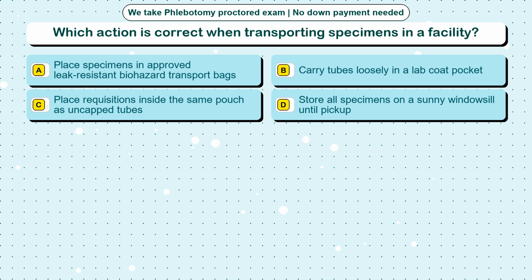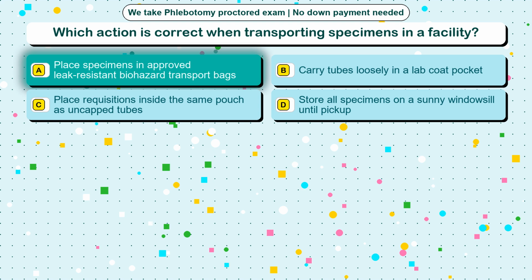Question 27. Which action is correct when transporting specimens in a facility? Option A, place specimens in approved leak-resistant biohazard transport bags. Option B, carry tubes loosely in a lab coat pocket. Option C, place requisitions inside the same pouch as uncapped tubes. Option D, store all specimens on a sunny windowsill until pickup.